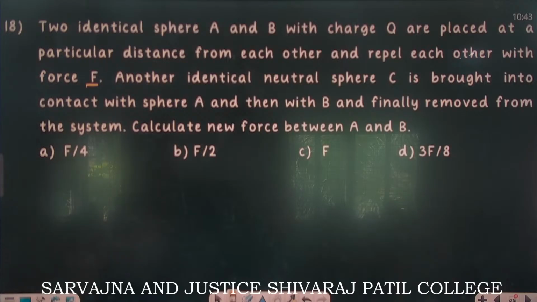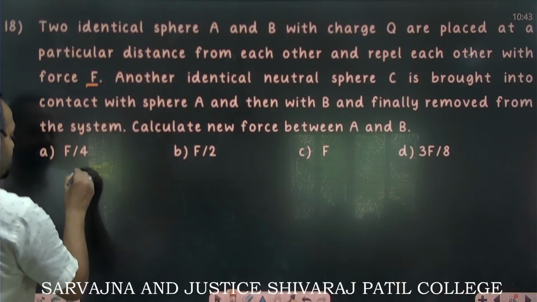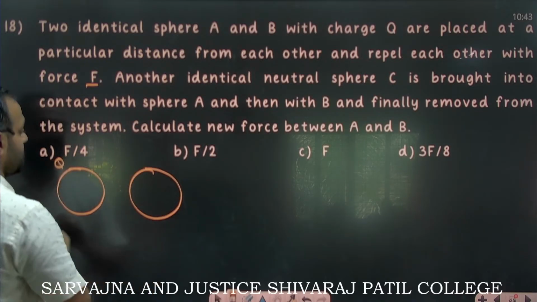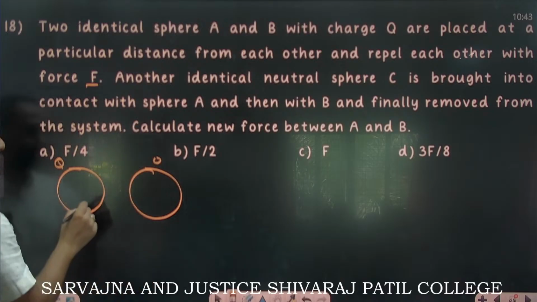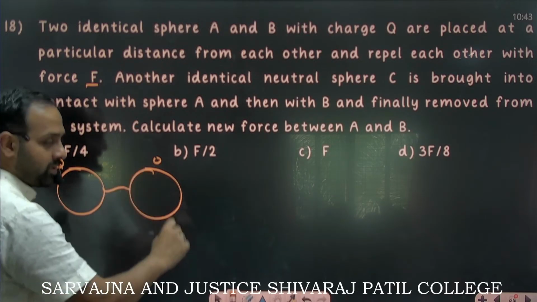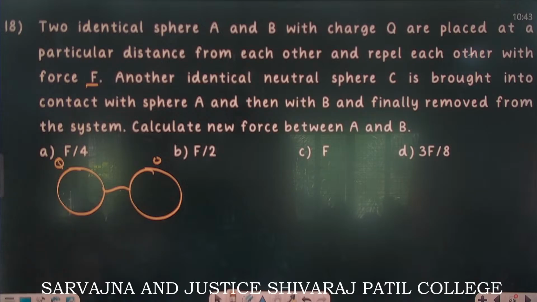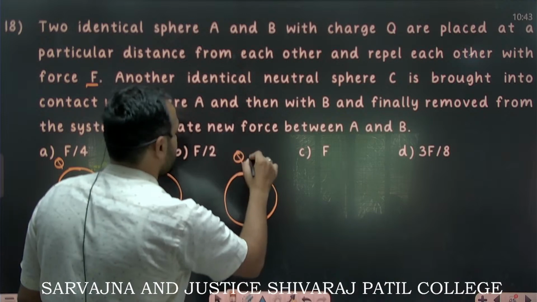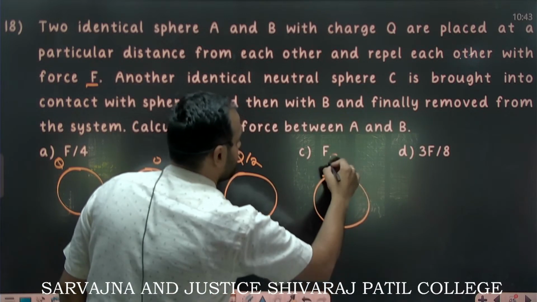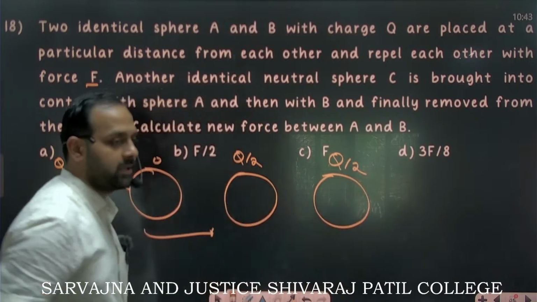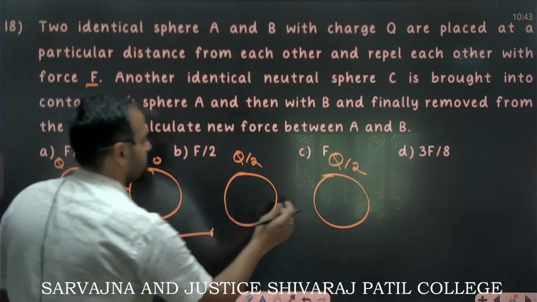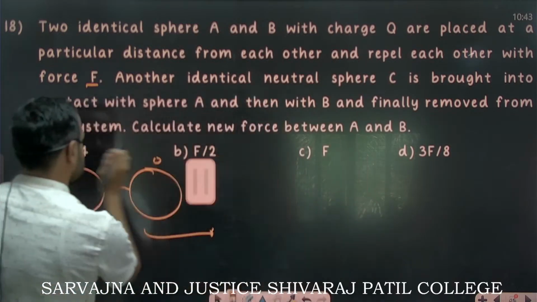Charge distribution happens here. In conduction we saw that if you have two spheres and one of them has charge q and the other has 0, and you bring both of them in contact, if both have the same radius, after charging this will become q by 2 and this will also become q by 2. The charge becomes equal on both. Now, what are we doing here, using this?